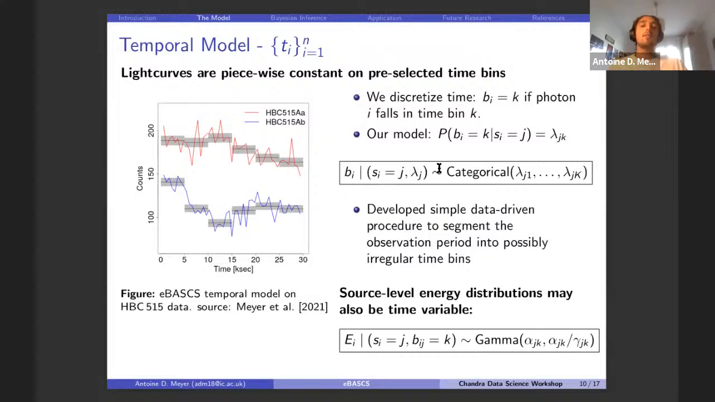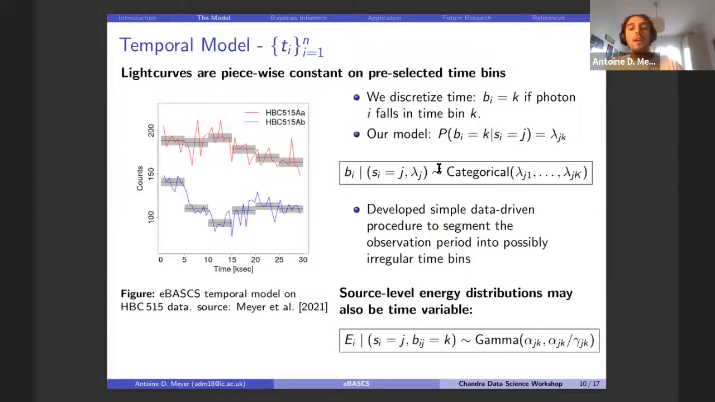Once we've defined those time bins, the next thing we do is discretize time. We define this variable b_i, where b_i equals k if photon i falls in time bin number k. Because we're saying that our light curves are constant on these time bins, the relative intensity of a given source on a time bin is just going to be a constant that we call lambda_jk, for source j and time bin k. So the probability that a photon from source j falls into time bin number k is just lambda_jk, which yields the following model: photons originating from source j follow a categorical distribution, where the probabilities of falling into each bin are given by the lambdas that sum to 1.